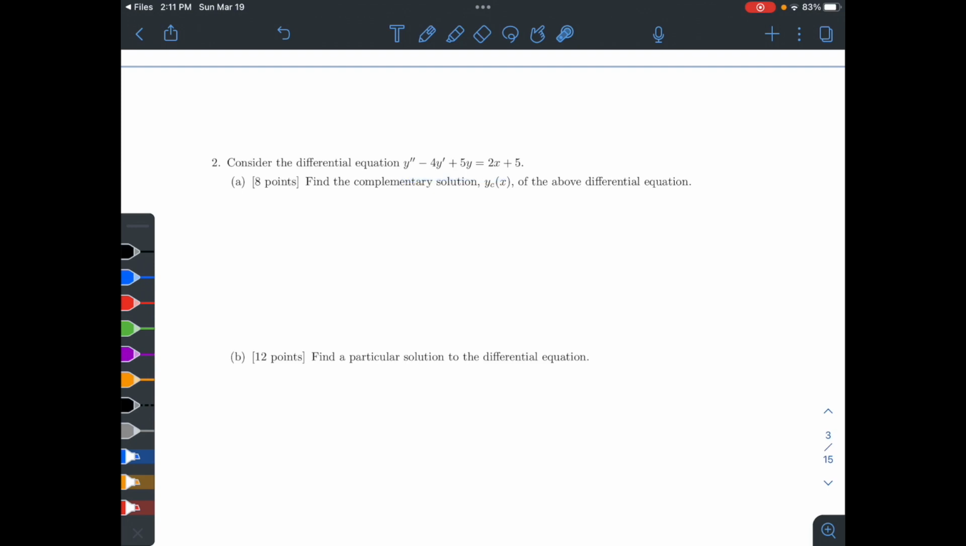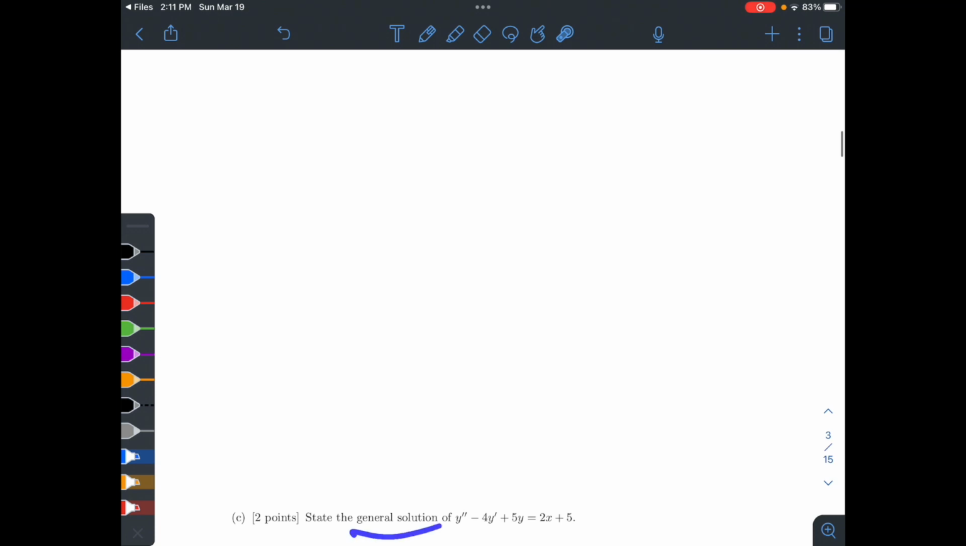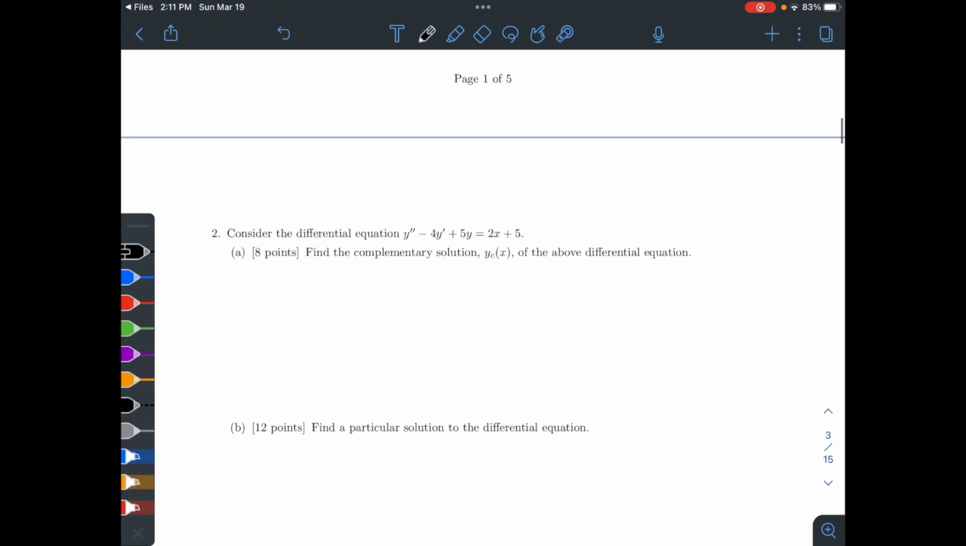Consider this differential equation. Let's find the complementary solution and then a particular solution, and then we will state the general solution at the end. So this is a classic problem. This is the whole point of chapter 4 in my eyes, the big picture of what chapter 4 is really trying to teach us how to do: solve stuff like this. This is one of the easier examples, to be sure, but if you understand this, then you probably understand the big picture of what we're doing in chapter 4.